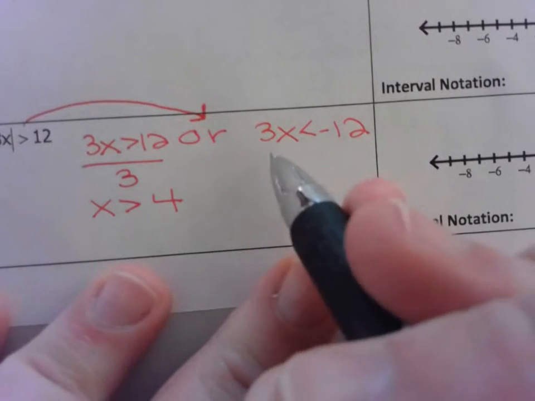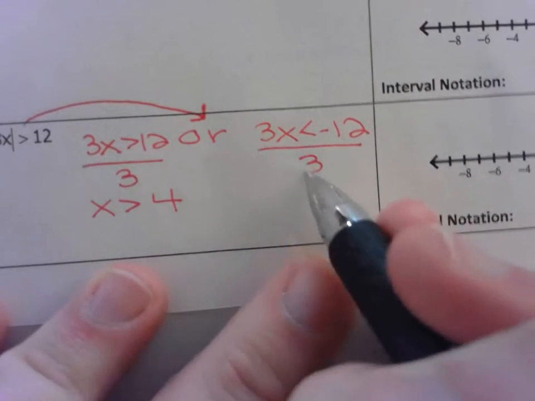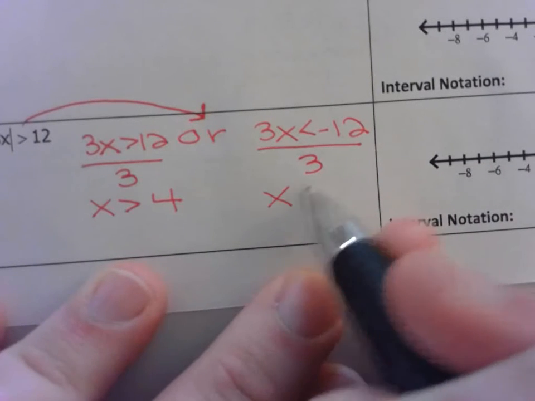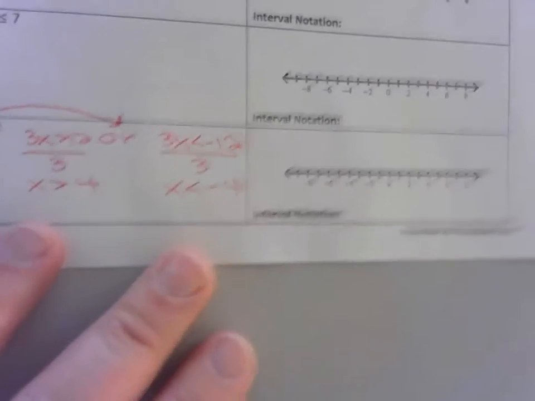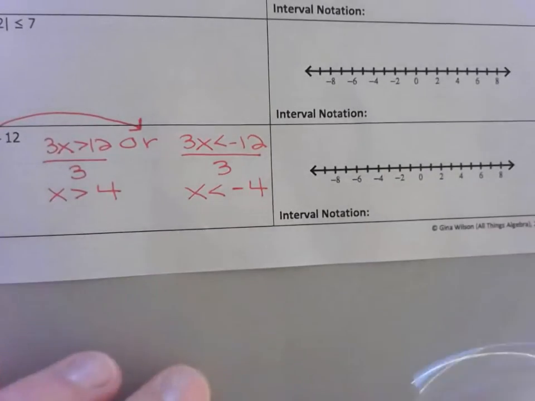Okay, let's do the next one. Divide by 3. X is less than negative 12 divided by 3. Negative 4. Okay? So once you split it into 2, it's just like you did yesterday.